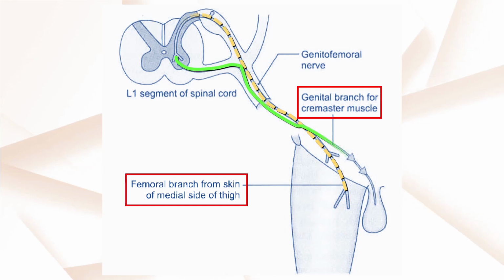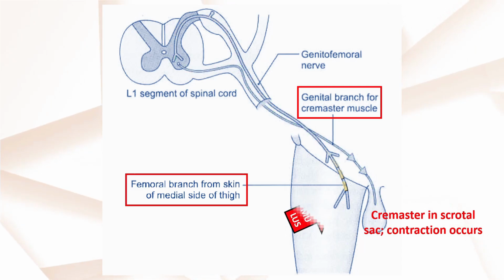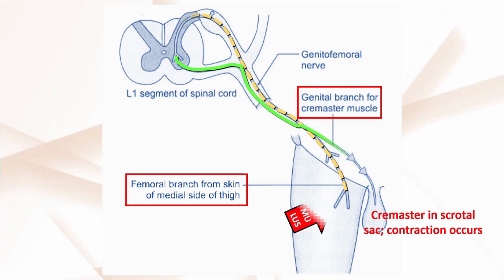The motor part supplies the cremaster muscle, and the sensory part supplies the skin of the upper thigh in both sexes, and the anterior part of the scrotal skin in males, or the skin of the mons pubis and labia majora in females. So, eliciting the upper thigh skin contracts the cremaster muscle, due to their shared root values, L1 and L2.